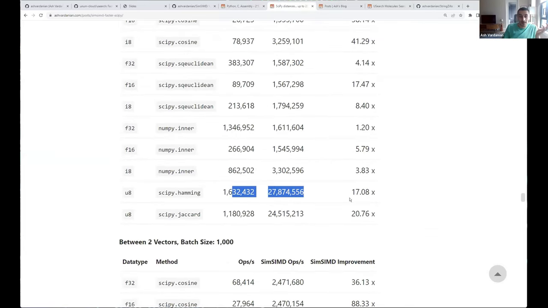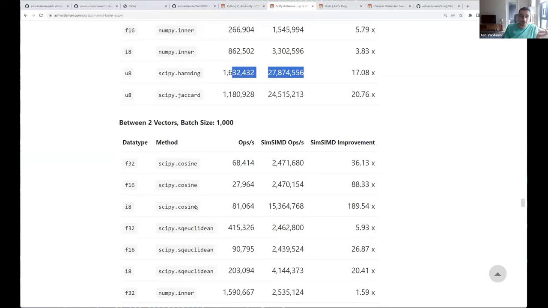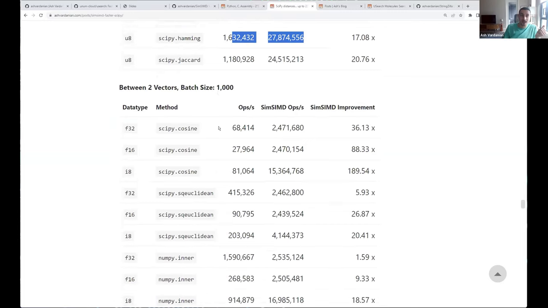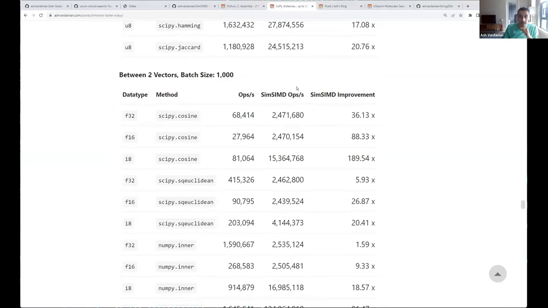Then you get Hamming similarities, Jaccard similarities, again, 17, 20 times faster. But in some cases, the difference is absurd. So let's say you have two batches of vectors, thousands and thousands in each, and those are int8 vectors. Compared to SciPy, the cosine distance computation will be 189 times faster.